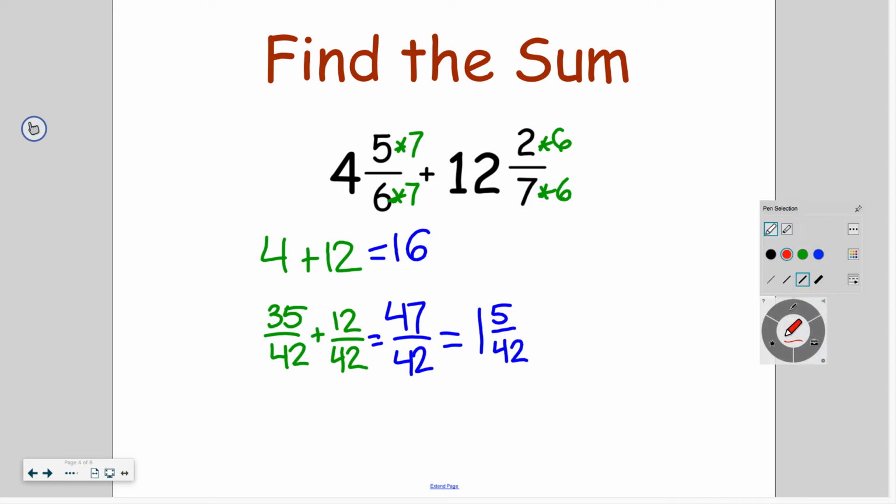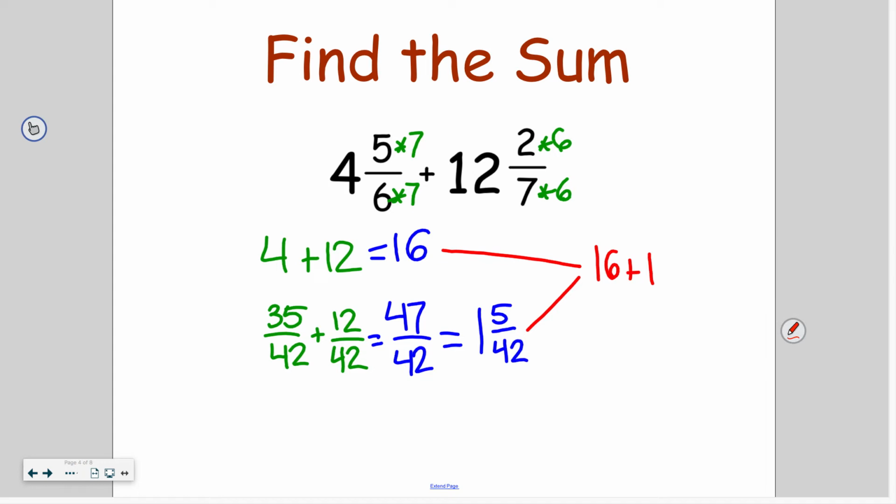I now need to combine my whole number answer with my fraction answer. So 16 plus 1 and 5/42, giving us a final answer of 17 and 5/42. So that whole number is going to get combined with our initial whole number answer.